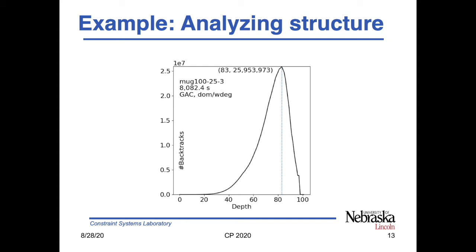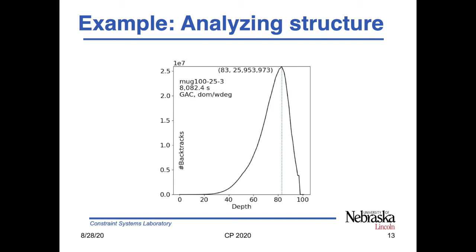Here we show the BPD of trying to solve the MUG 125.3 instance, which is a minimal unsolvable graph benchmark instance, using the GAC consistency and DOM-W-DAG variable ordering. Here we can see that there is a large magnitude of backtracks at the later depths in the search process.